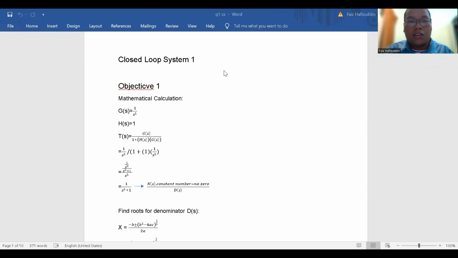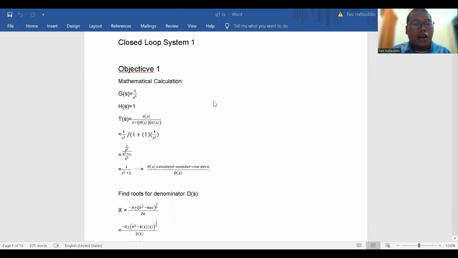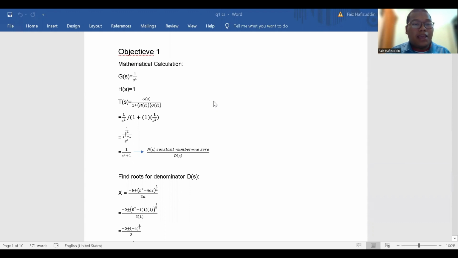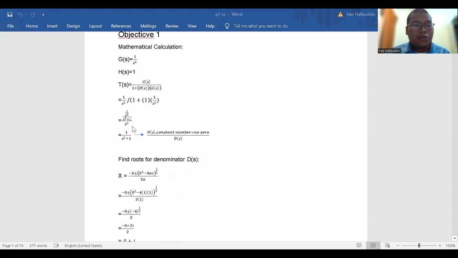So this is the presentation for the PID system project. I am in charge of closed loop system 1. Objective 1 is the mathematical calculation. Here I'm using the formula T(s) = G(s) / (1 + H(s)G(s)). After I do this, I will get the answer 1 over s squared plus 1, and I need to find the roots of the denominator.